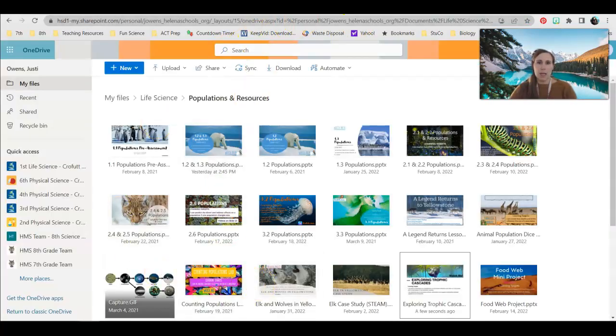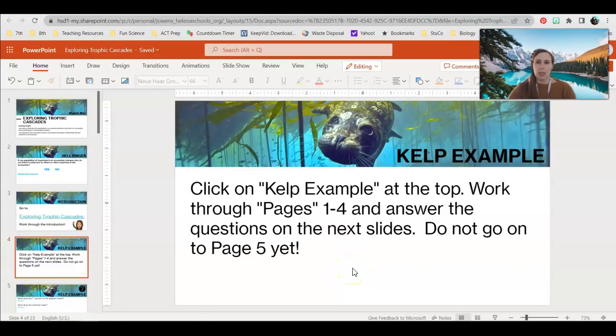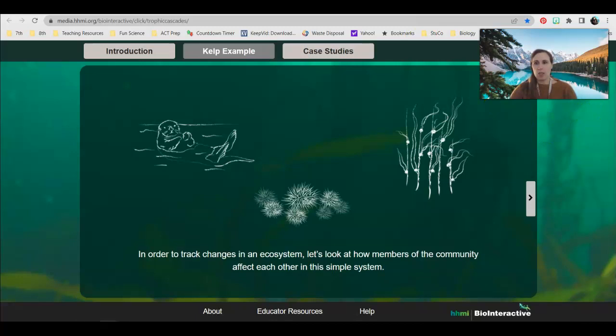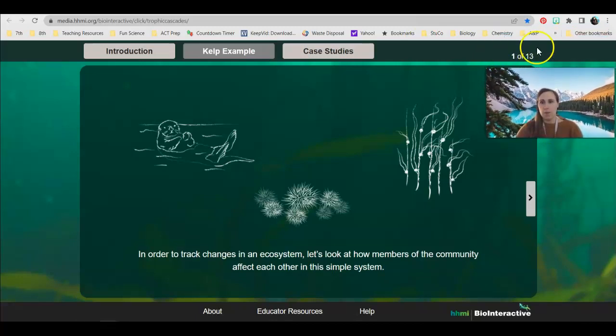Okay, next part says, click on the kelp example at the top. Work through pages 1 through 4 and answer the questions on the next slide. Don't go on to slide 5 or page 5 yet. You can see what page you're on right here. Right now we're on page 1 of 3, so we're just going to work through page 4.